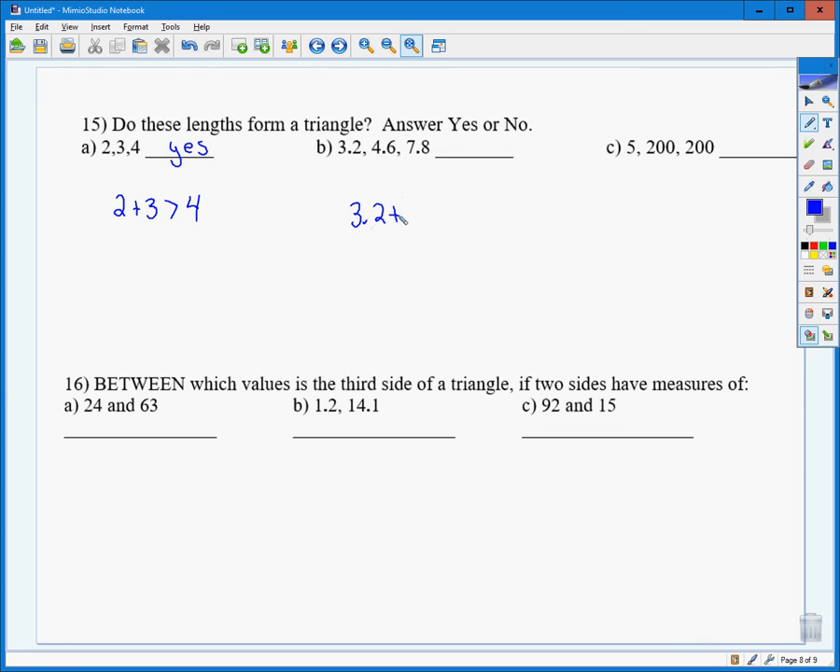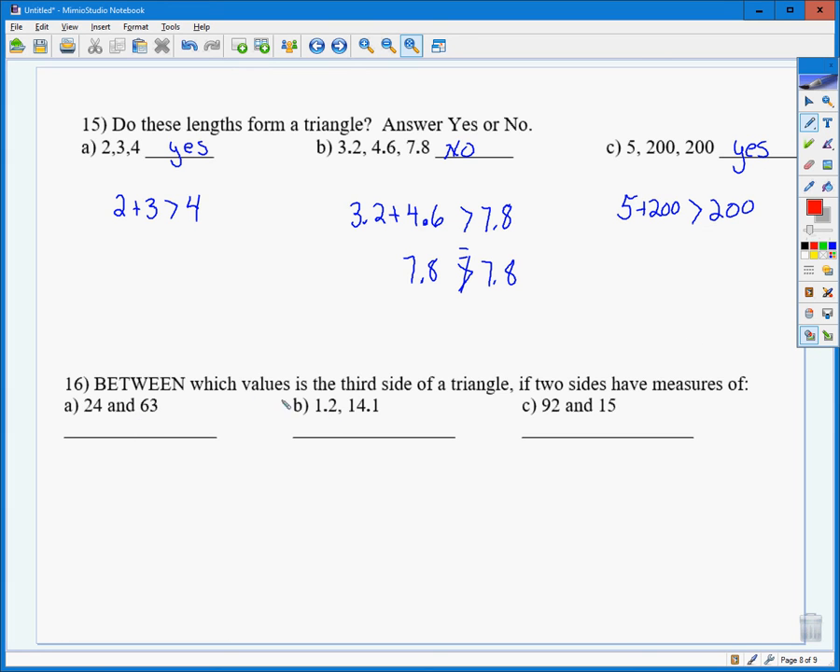Take the two shortest and add them together. Is it greater than 7.8? 3.2 and 4.6 is 7.8, which is not greater than 7.8. In fact, it's equal to, so this is no. 5 plus 200, the two shortest, is greater than 200, so this would be yes.